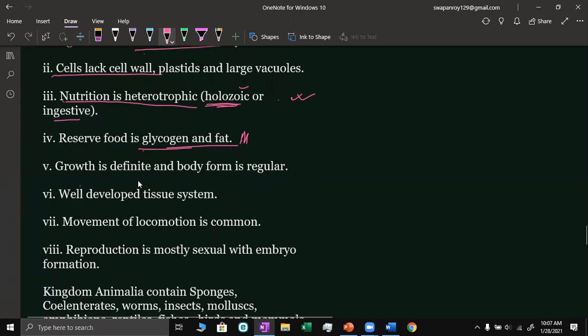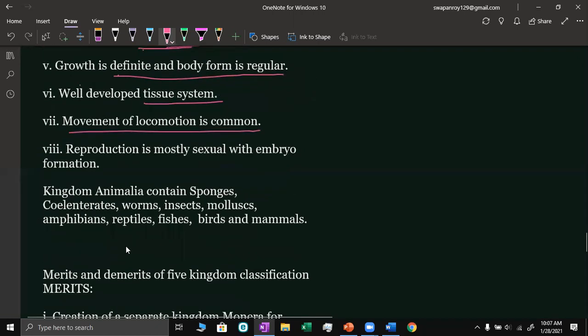Growth is definite; in Plantae it is indefinite growth. There is a well developed tissue system. Movement or locomotion is common in animals, but in plants there is no movement or locomotion. Reproduction is sexual, and embryo formation is there. This kingdom contains sponges, coelenterates, worms, insects, mollusks, amphibians, reptiles, and so on.